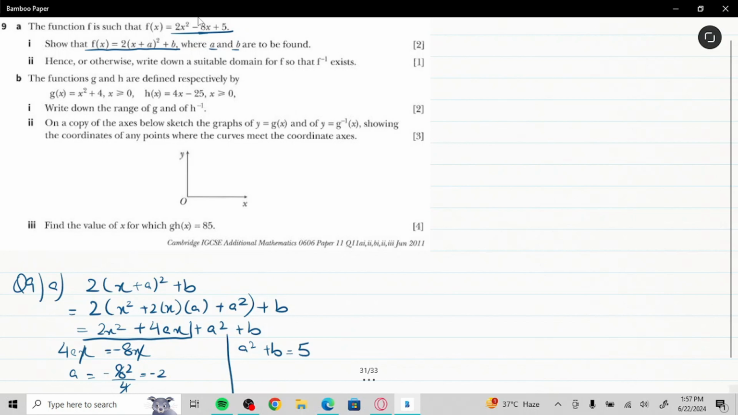We have already found a, so negative 2 squared plus b should be equal to 5. So negative 2 squared is 4, so 5 minus 4 will come here. b is equal to, wait a second. b is equal to 1. If I'm not wrong, let me double check it.